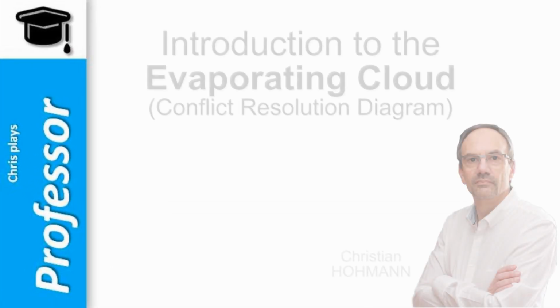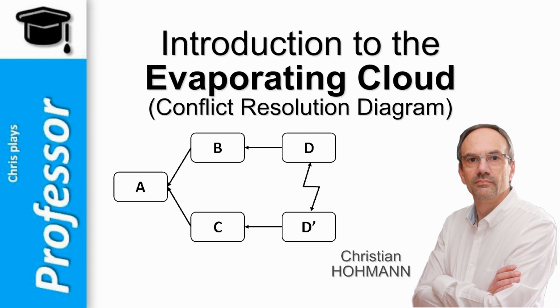The Evaporating Cloud, or simply the cloud, is a necessity-based logic tool from theory of constraints thinking processes. The Evaporating Cloud is also referred to as conflict resolution diagram, and as the name suggests, the conflict resolution diagram, or cloud, is used to surface and resolve conflicts or dilemmas. I am Christian Homan, your host, and I will walk you through this introduction to the Evaporating Cloud.